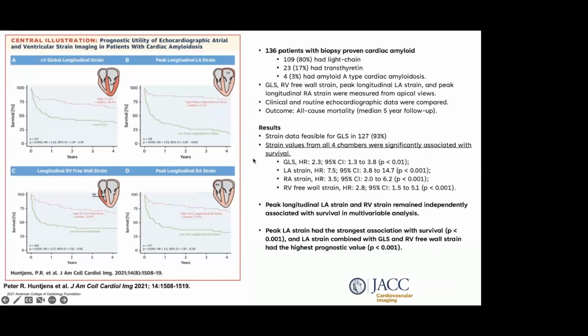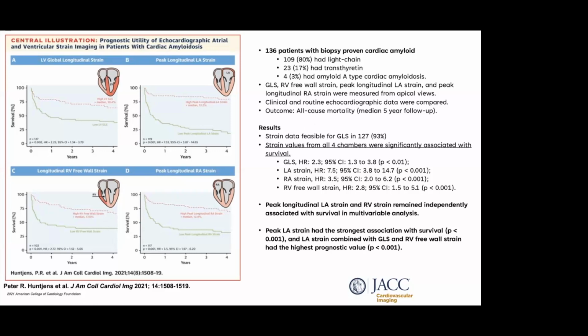Another study that looked at the utility of echo and using atrial and ventricular strain in cardiac amyloid is on this slide. Here they took 136 patients with cardiac amyloid. 109 of these had the light chain variant, 23 had the transthyretin, and 4 had amyloid A type. They looked at the GLS in different areas. They included the left ventricle, right ventricle, right atrium, and left atrium. And they wanted to look at the primary outcome of all-cause mortality with a median 5-year follow-up.